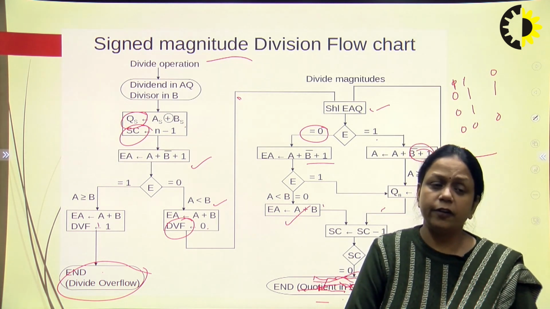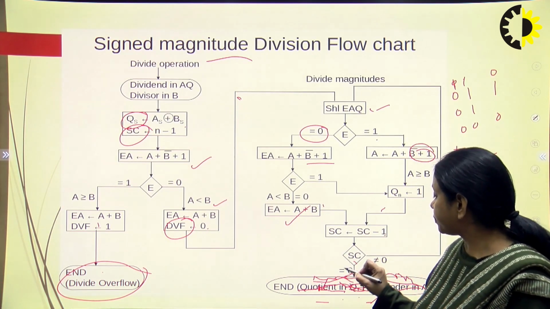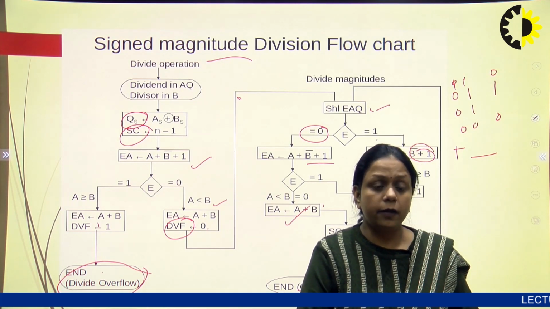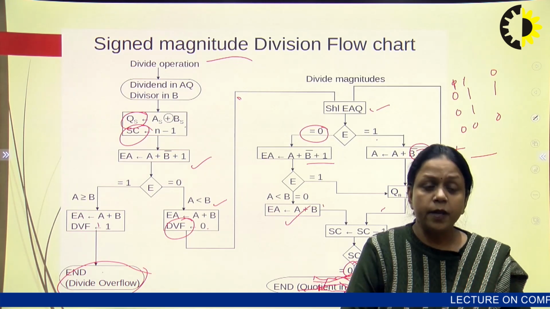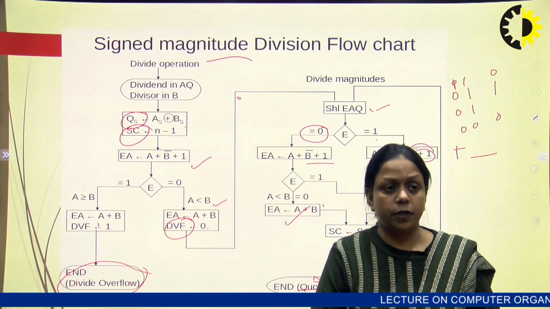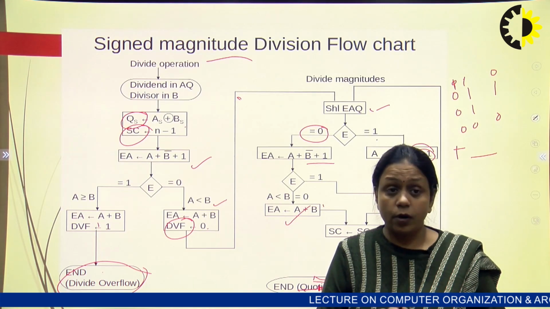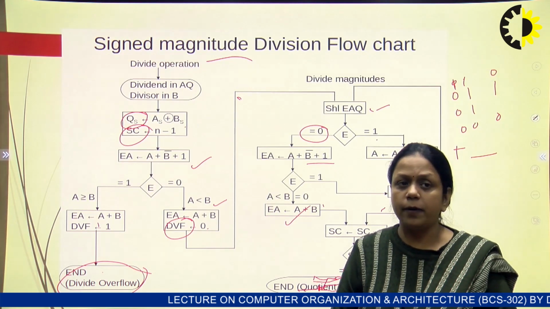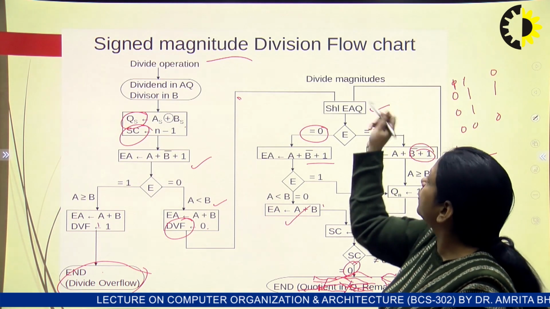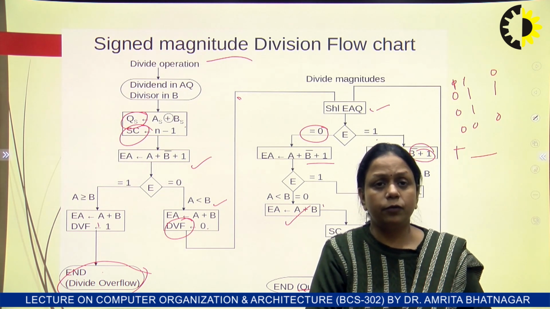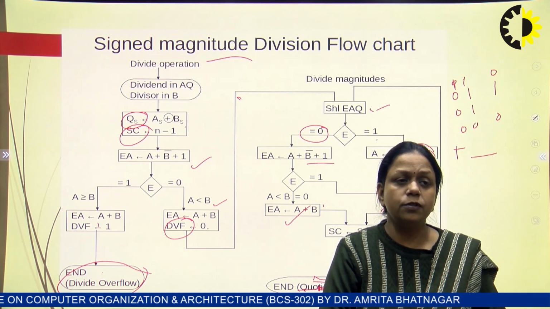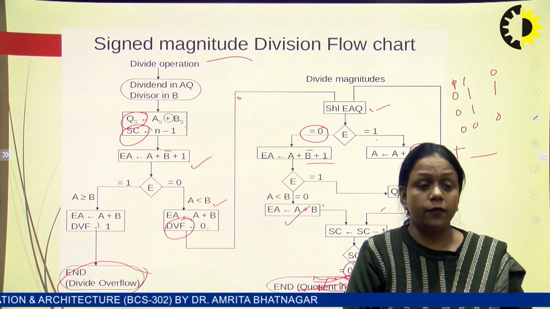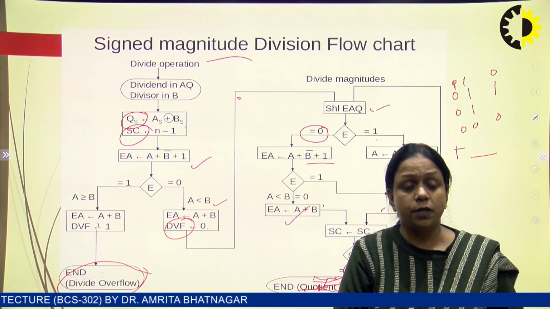If the value of the sequence counter is 0, it means we will end the process here. And when we end the process here, the quotient will be stored in the Q register and the remainder will be stored in the A register. If the value of the sequence counter is not equal to 0, then what will happen? We will again go for the loop, for the same process again and again until the sequence counter becomes 0. So this is the process of the sign magnitude division flow chart, or we can say this is the restoring division flow chart.